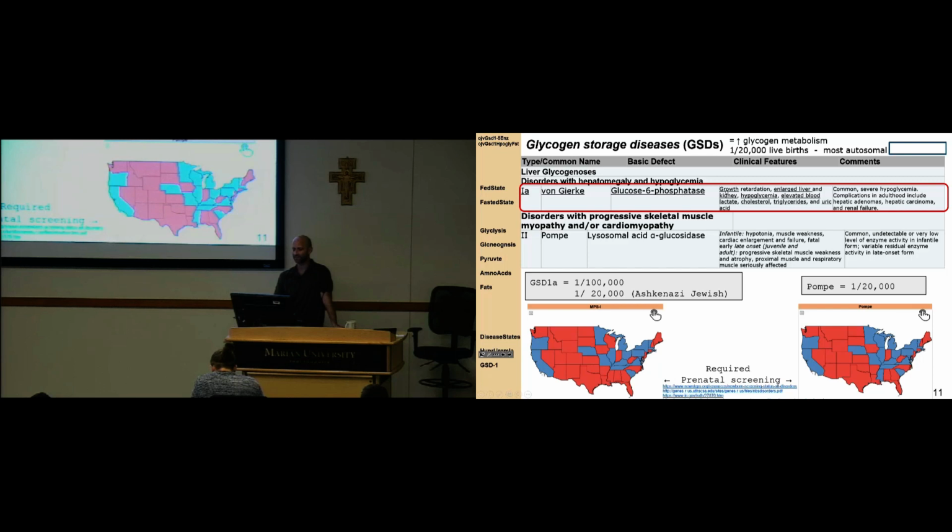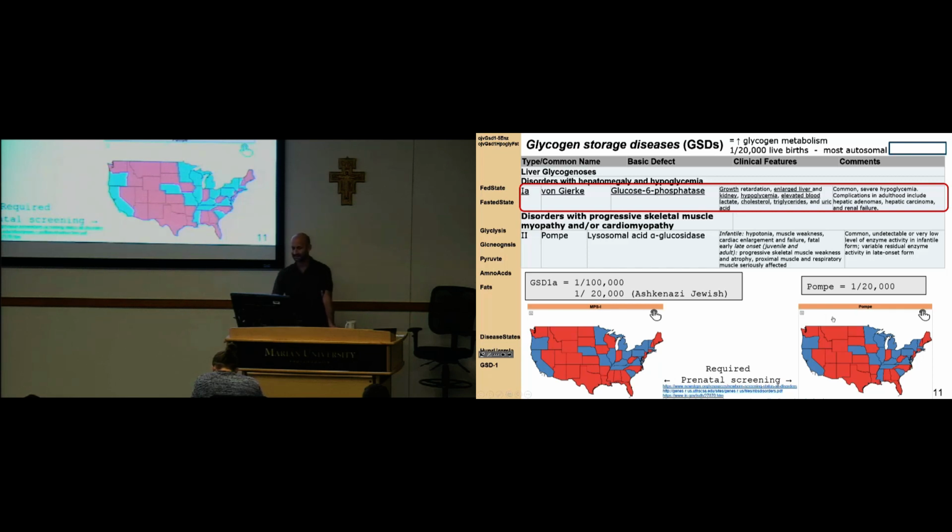So you end up with growth retardation, enlarged liver. You might want to think about why that might be, and kidney. Hypoglycemia, low glucose in the blood, elevated blood lactate, cholesterol, triglycerides, and uric acid. A lot of those probably shouldn't make sense to you right now, and so we'll get into them.